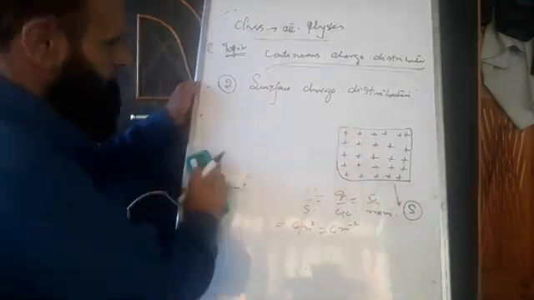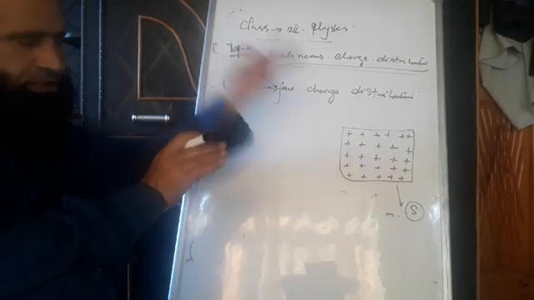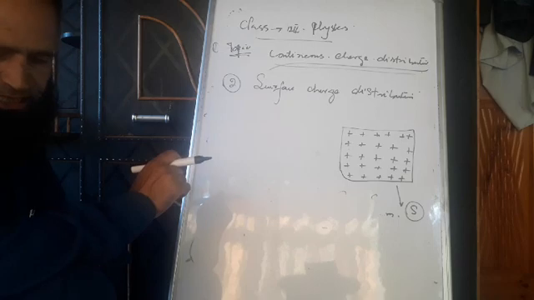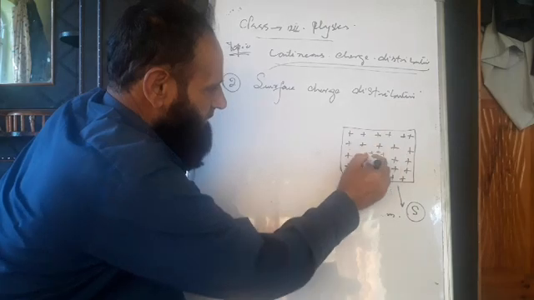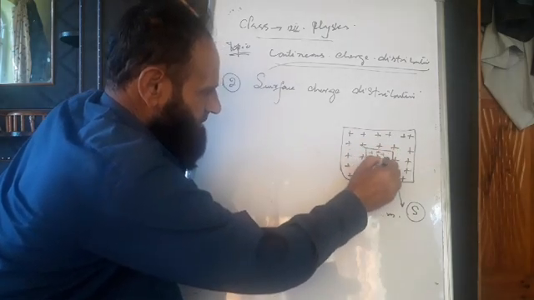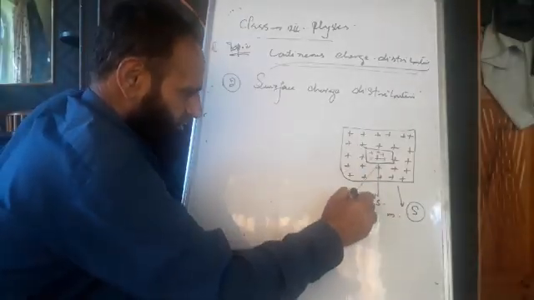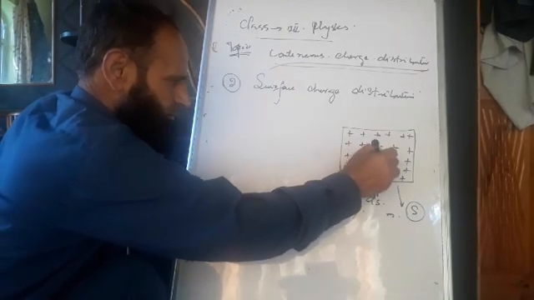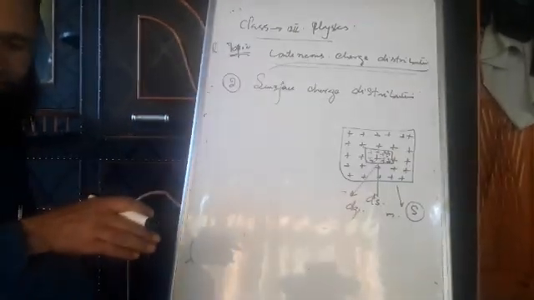Let this charge not be distributed uniformly over the surface. Let's consider it is not. For example, let us take a small surface element of area ds. The charge on it may be dq, since it may not be distributed uniformly all over this surface.